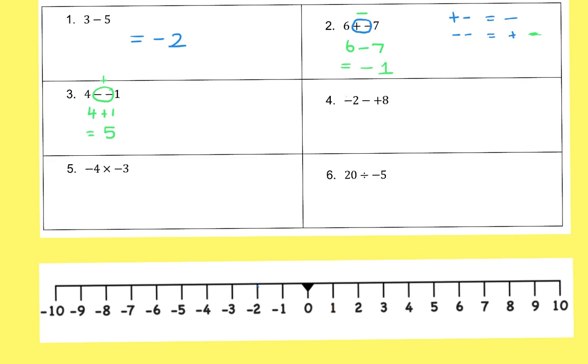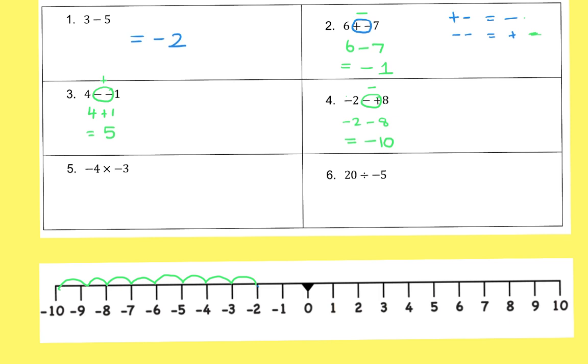Now question 4 is a little bit tricky. We've got a -2 out the front, and that stays by itself because it's not next to anything. So the negative and the positive in front of the 8 need to change. And that makes it -2 minus 8 on the number line, which is going to give us -10. So that's done with adding and subtracting.